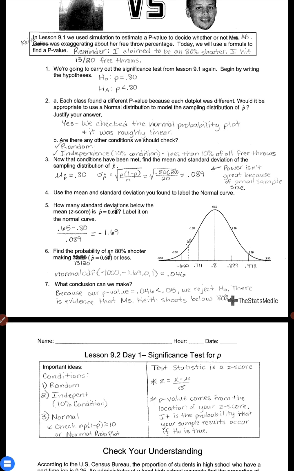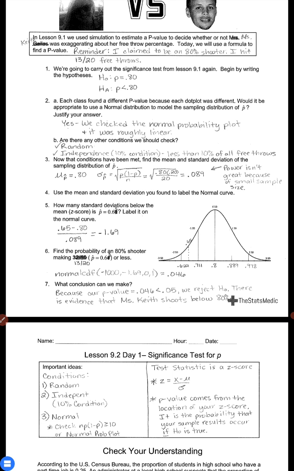So let's say that I told you that I am an 80% free throw shooter. Well, first of all, because I'm seeing percents, I know that this is going to be a hypothesis test based on proportions, not a mean. Okay? So what's my null hypothesis? Well, my null hypothesis is that I told you the truth, right? That I actually am an 80% free throw shooter. And the way that I would write that is P equals 0.80.